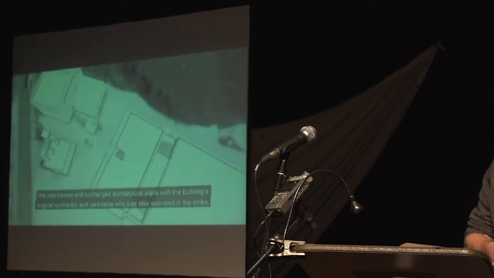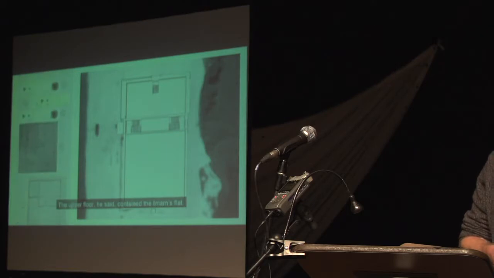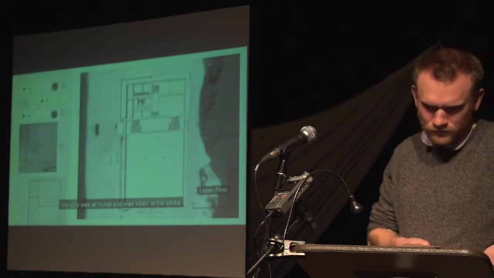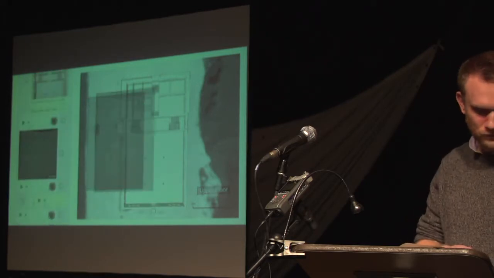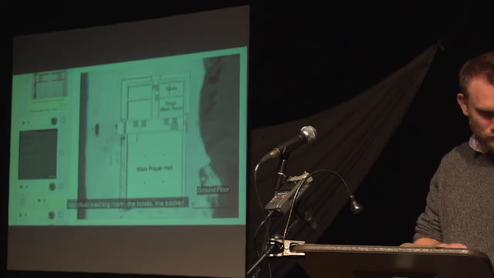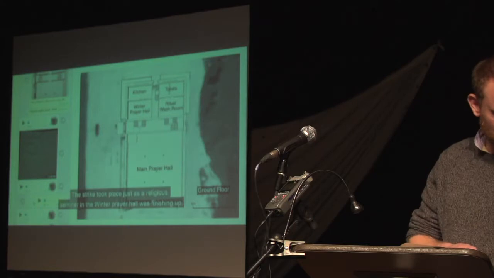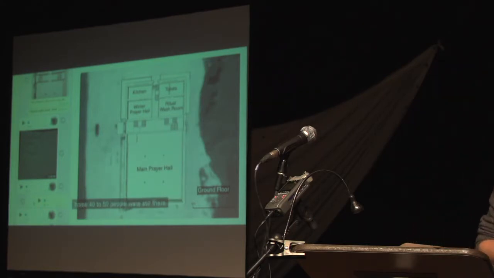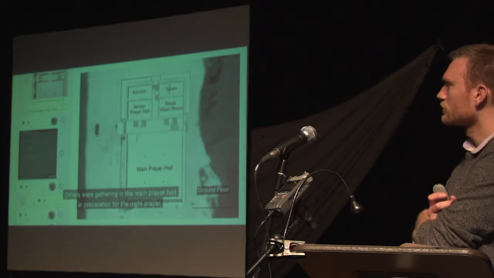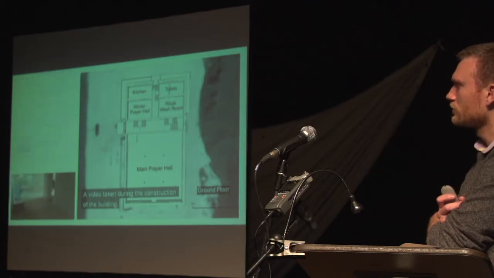We interviewed and exchanged architectural plans with the building's original contractor and caretaker, who was also wounded in the strike. The upper floor, he said, contained the imam's flat. His wife was at home and was killed in the strike. The ground floor contained the main prayer hall in the south, as well as the ritual washing room, the toilets, the kitchen, and the winter prayer hall in the north part. The strike took place just as a religious seminar in the winter prayer hall was finishing up. Some 40 to 50 people were still there. Others were gathering in the main prayer hall in preparation for the night prayer. A video taken during the construction of the building verifies witness testimonies regarding the layout and use of each room.